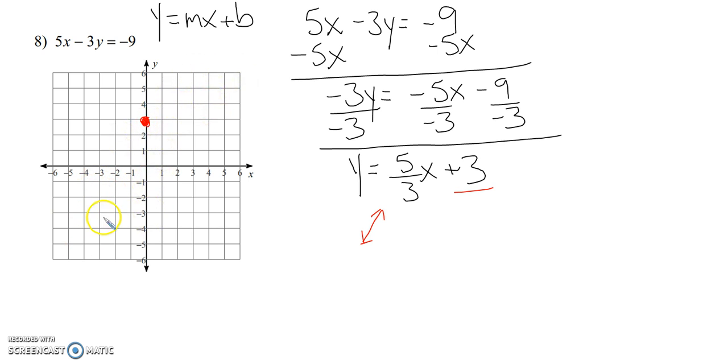I'm going to find one down here because there's not much room over here. So if I go down 1, 2, 3, 4, 5, and to the left 3. 1, 2, 3. And if you found a point over here, 1, 2, 3, 4, 5, it's going to be somewhere up there.